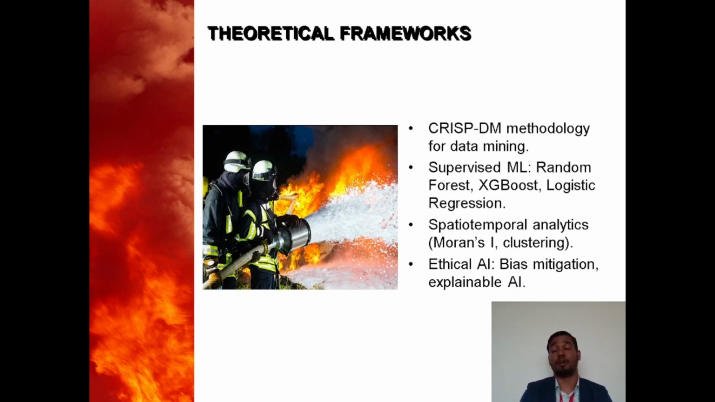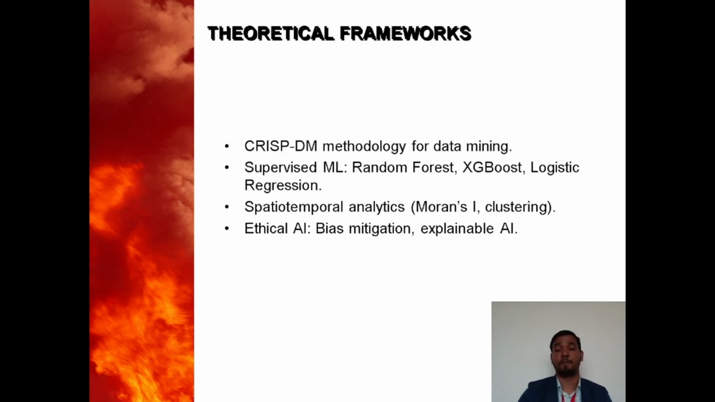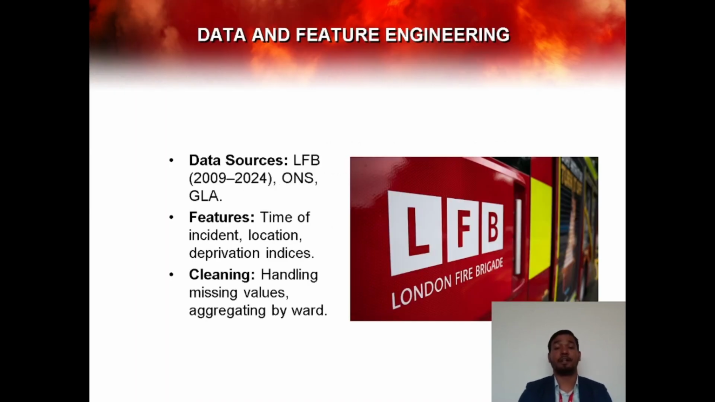By this way, I can easily find the most affected areas. And in ethical AI, I have to be concerned, because there are ethical things I have to keep in mind, such as bias mitigation and explainable AI. This is the CRISP-DM methodology for data mining. Then data and feature engineering for the London service.